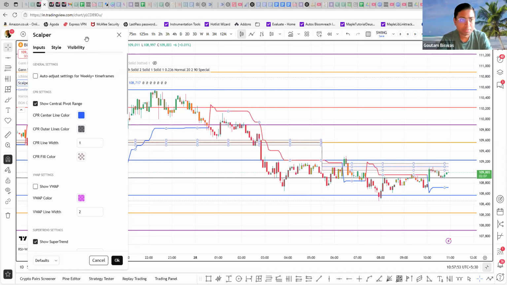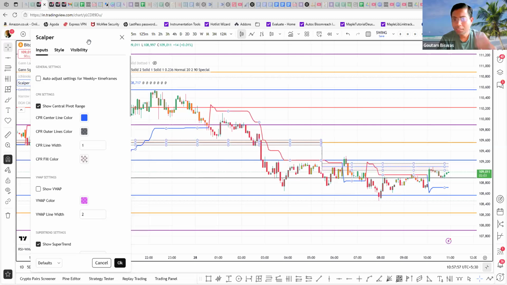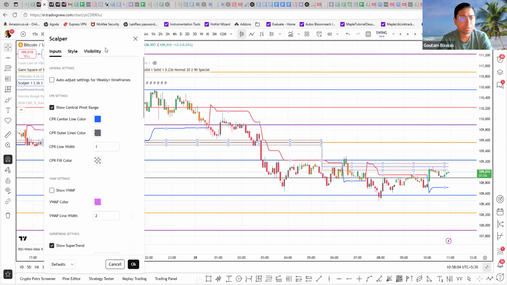And then when you go to daily and all, we switch to monthly CPR and so on, right? So that is why it is called adaptive CPR. It adapts to your time frame. So that is a very important component.